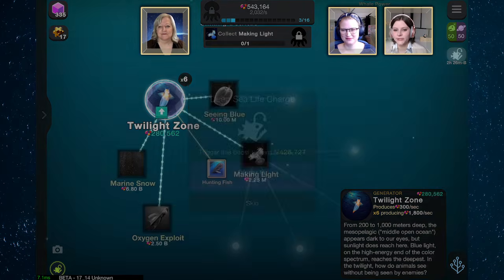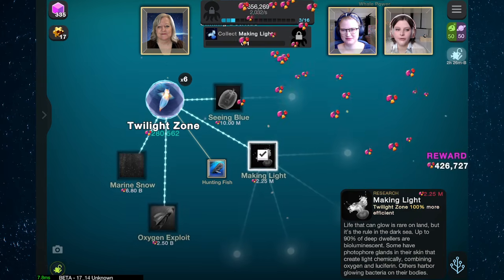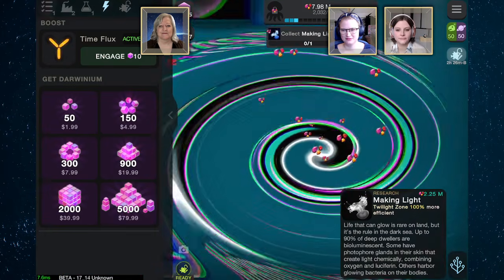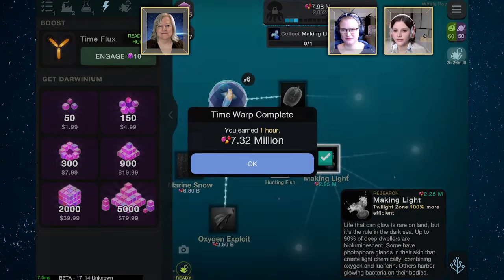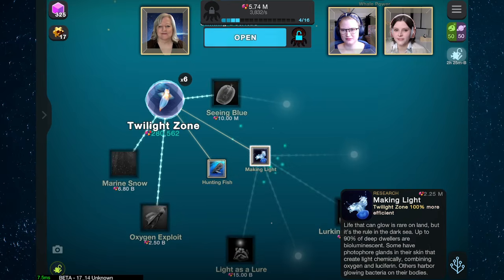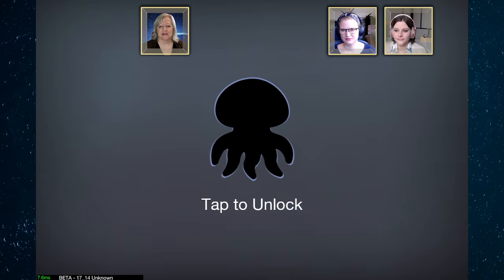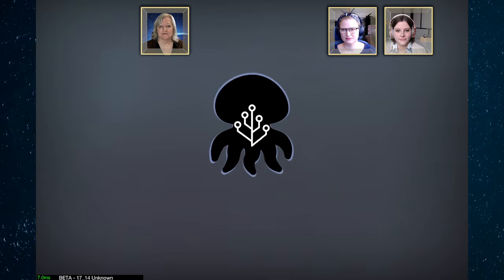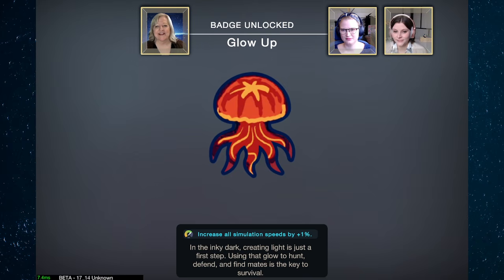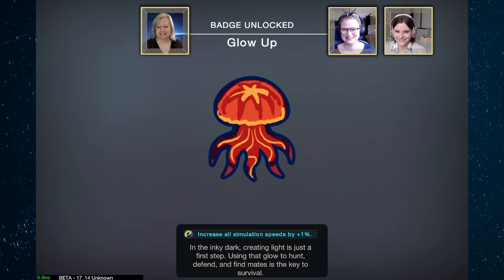I still at least want to show what you have in mind for this badge so we can show everyone. Hopefully. Oh, yes. Here we go. Alrighty, making light. Look at that shape. It's a good silhouette. It's the glow up badge.